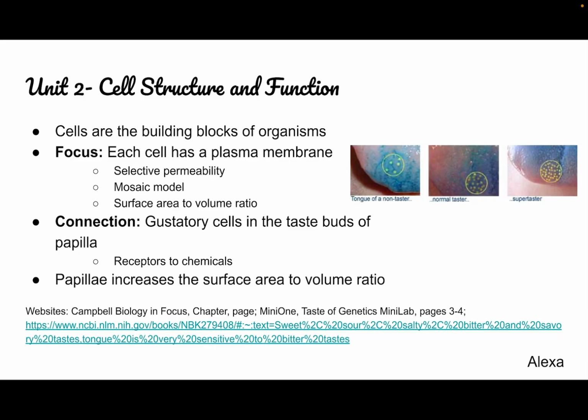Connecting these topics to the PTC lab, papillae contain the taste buds of gustatory cells, which are the receptors that molecules interact with on the tongue surface. Increased papillae on an individual's tongue means that there is an increase in surface area over volume, resulting in a strong reaction to detecting PTC. An individual with intermediate papillae on their tongue would still detect PTC, but someone with little to no papillae would not be able to taste PTC at all.